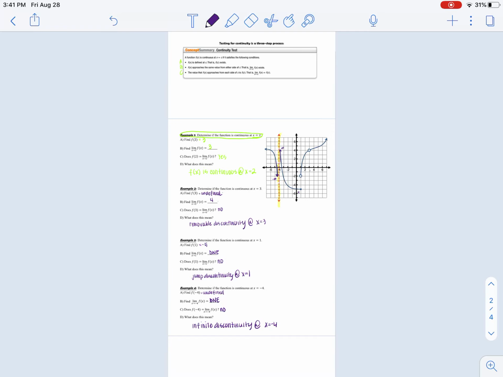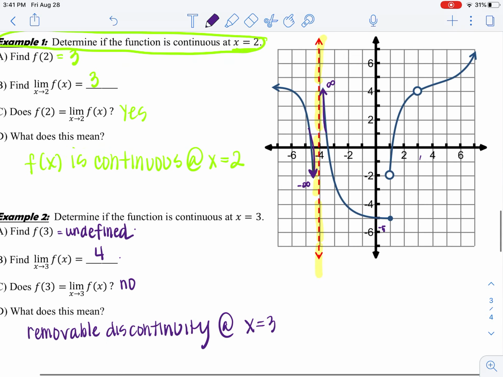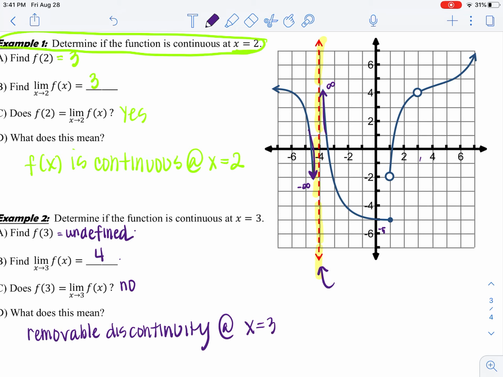Okay, so that's it for section 1.3. Once again, as a reminder, you have three different types of discontinuities. An infinite discontinuity. This is an example of an infinite discontinuity. A jump discontinuity. That's an example of a jump discontinuity. It's always vertical also. And the last one is a removable discontinuity. That's an example of a removable discontinuity. All right, go ahead and get started.